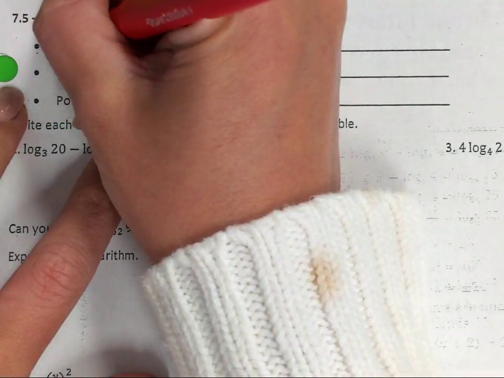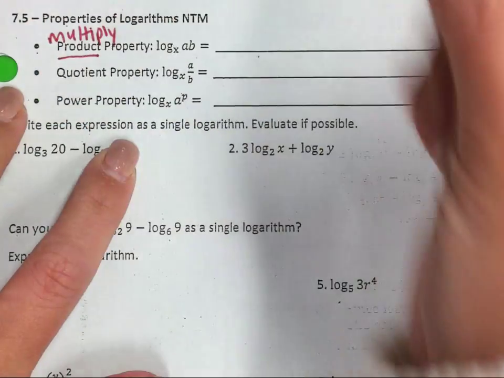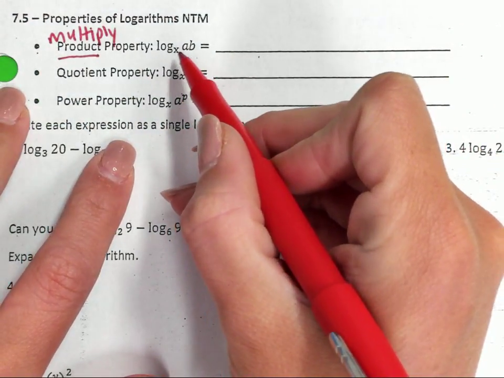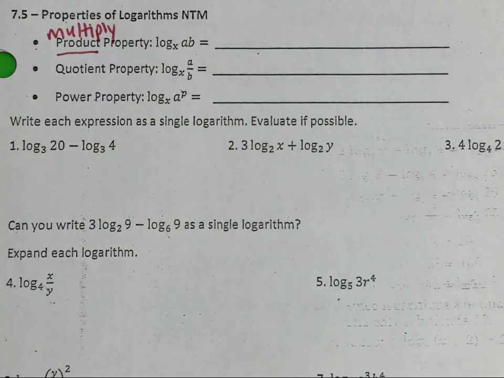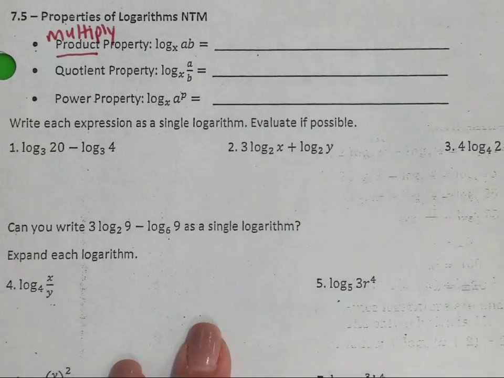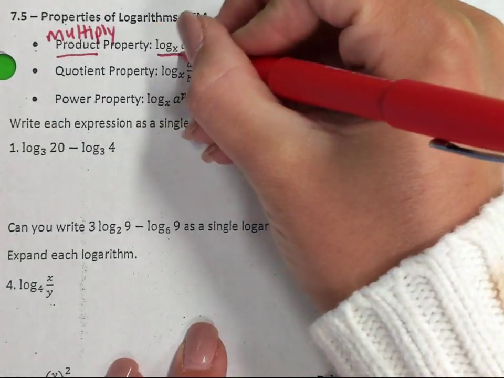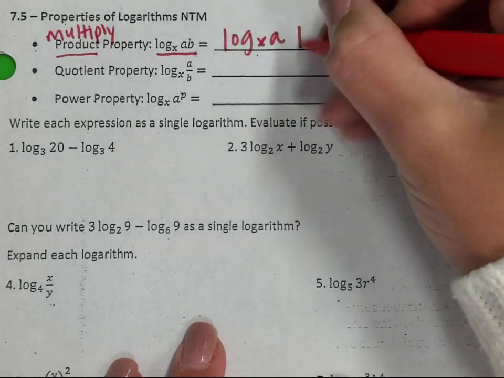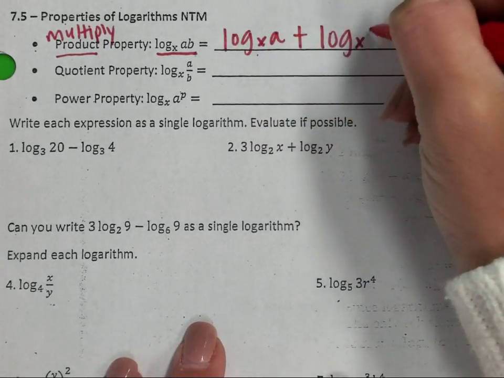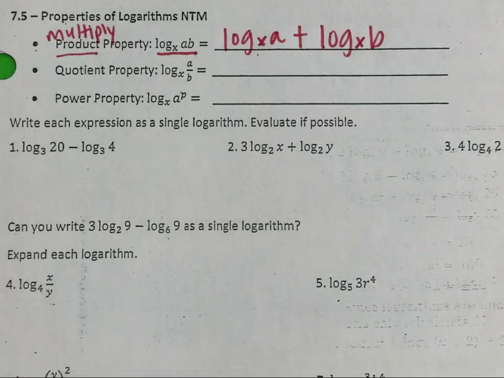Yes, multiplying. So anytime you have a log and you have the same base but two things are being multiplied together, you can expand that logarithm using this property. And the property is you can rewrite this as log, same base, x of a plus log x of b. So think product and addition go together. Multiplying and adding go together.